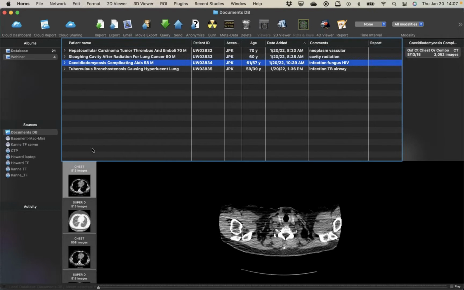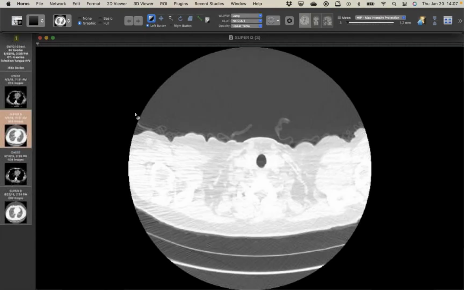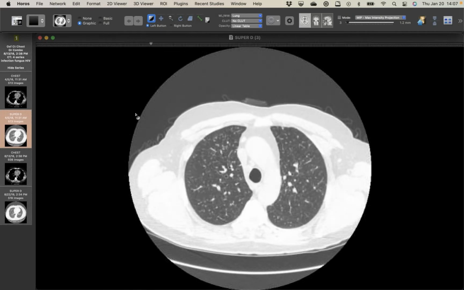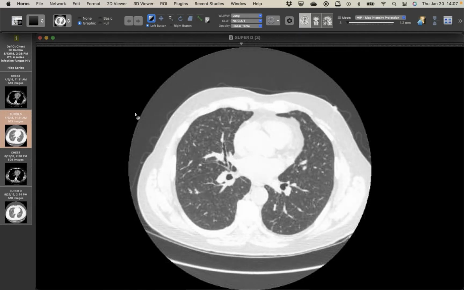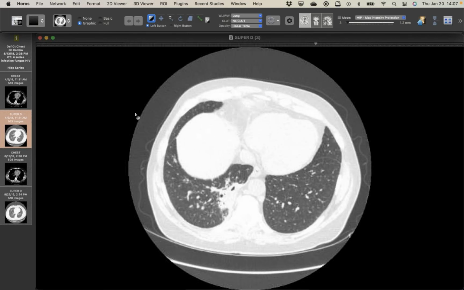This is an interesting case I came across with some old imaging. So this is a middle-aged man who was diagnosed with HIV about 13 or 15 years ago. At the time, he lived in Arizona and had a cavitary pneumonia, and it didn't respond to typical treatment. So he eventually got a CT scan.